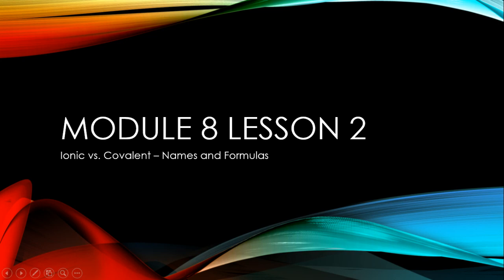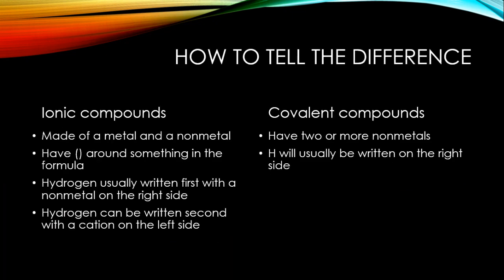Now we're looking at Module 8, Lesson 2, and again we're looking at ionic versus covalent things, but this time we're looking specifically at writing their names and their formulas. So as we look here for just a minute, part of the question is going to be, how do I tell the difference? If I have all these formulas mixed up, how do I know which way to name them?